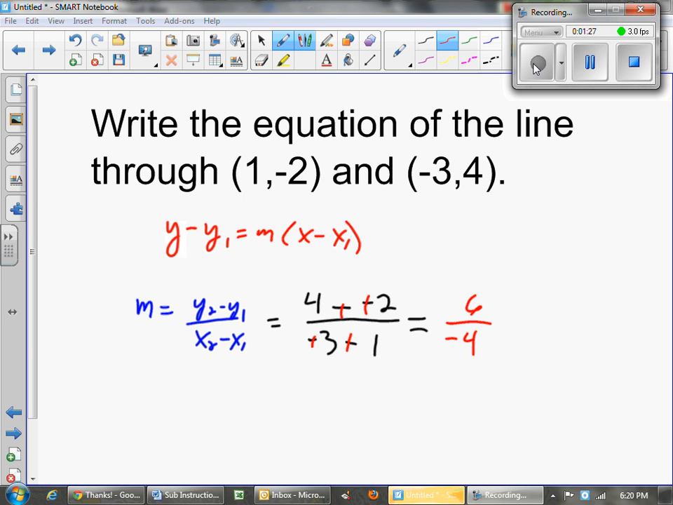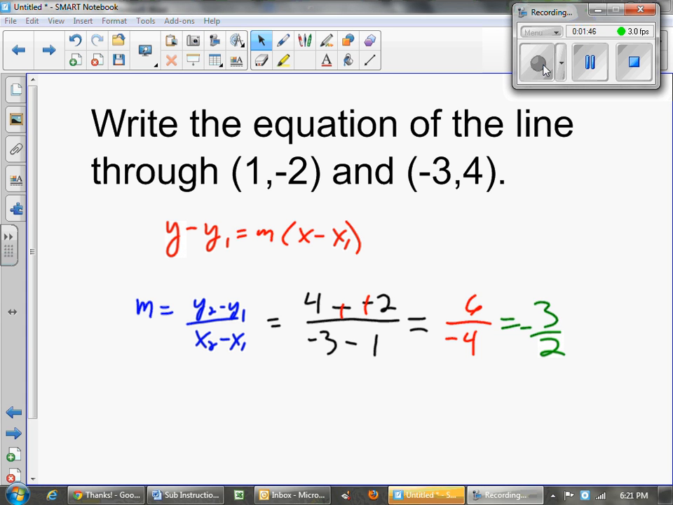-4. Sorry, I should not have canceled those. Which reduces to -3/2. Ooh, having a rough arithmetic day. Hopefully your morning will go better. So now I have my slope.